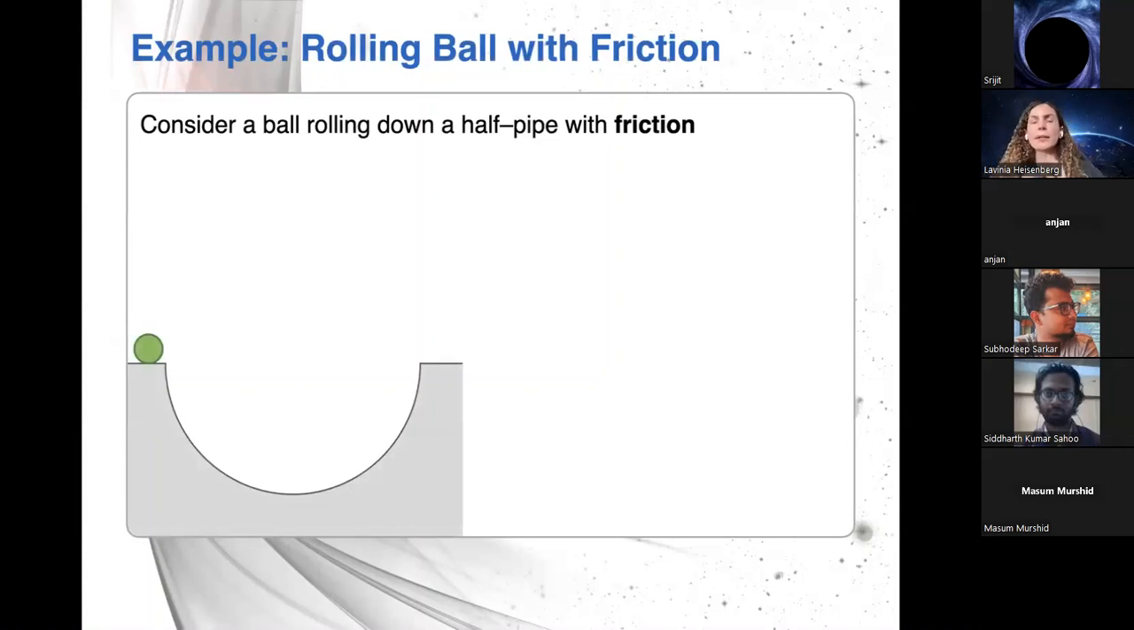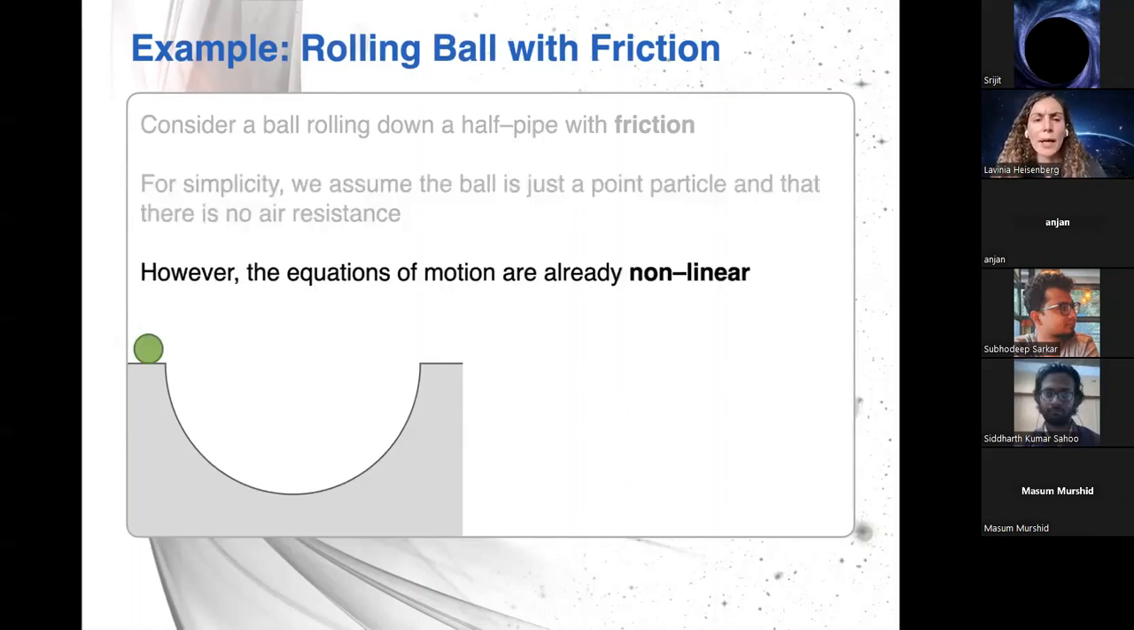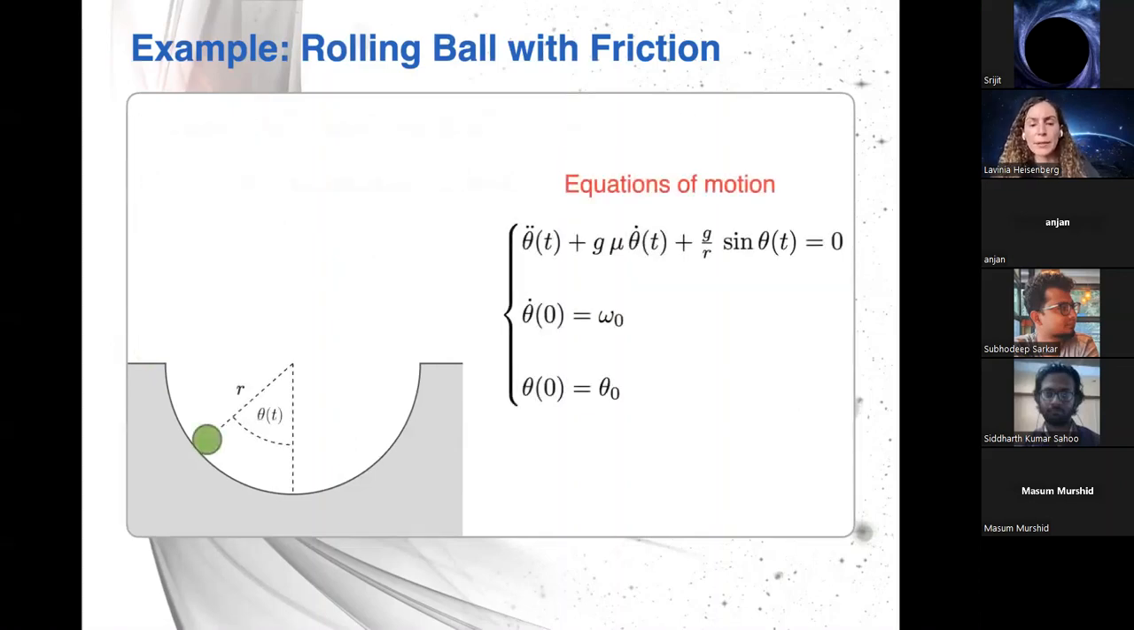Let me give you an example. Imagine you have a rolling ball with friction. So consider a ball sitting here, and it rolls down this half pipe with friction. For simplicity, we will assume that this ball is just a point particle and there is no air resistance. And so the equations of motion are nevertheless nonlinear and given by these equations. As you can see, because of this term here, the equations are highly nonlinear, which makes them a little bit harder to solve.